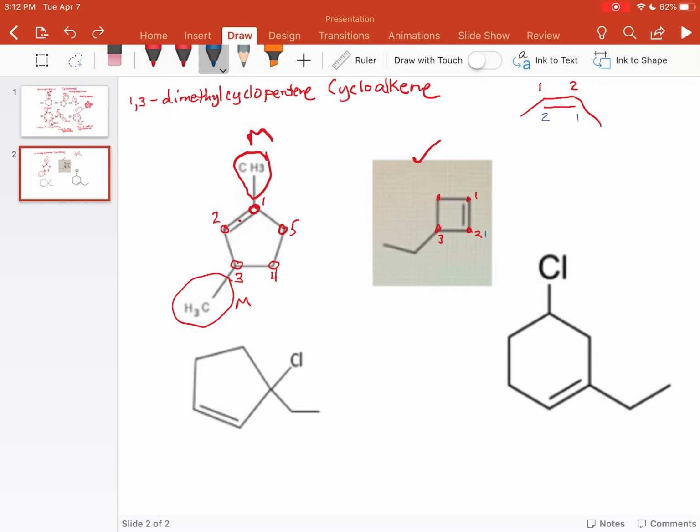So I'm going to get rid of the blue numbering scheme there. And I have an ethyl group here. So the name of this becomes 3-ethyl cyclobutene.